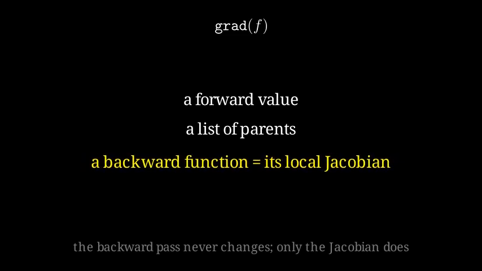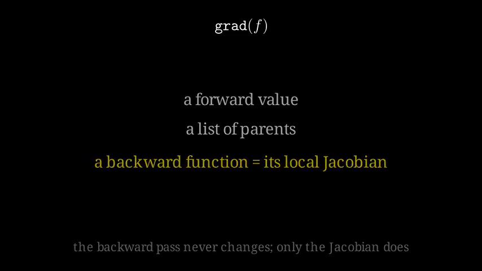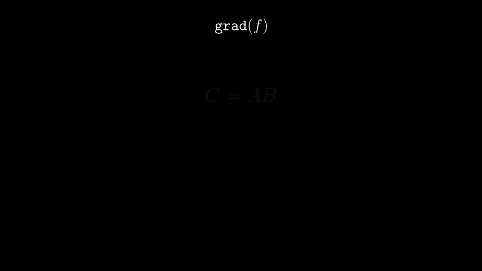Let us look at 3 from matrix calculus. First, matrix multiplication. C equals A times B, the matrix product. Given the gradient flowing back into C, the chain rule hands us 2 results.